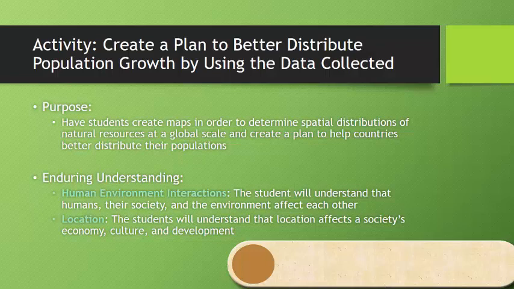The enduring understandings that we will touch on include human-environment interactions, which states the student will understand that humans, their society, and the environment affect each other, as well as location, which states the student will understand that location affects the society's economy, culture, and development. This activity will also require students to perform various tasks at levels 1, 2, and 3 of Webb's Depth of Knowledge.